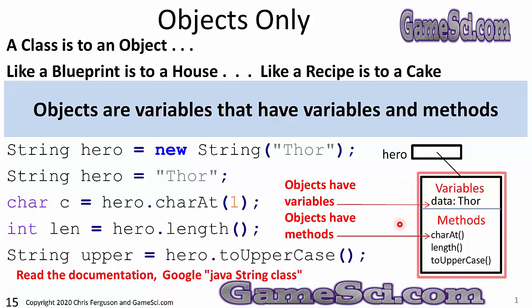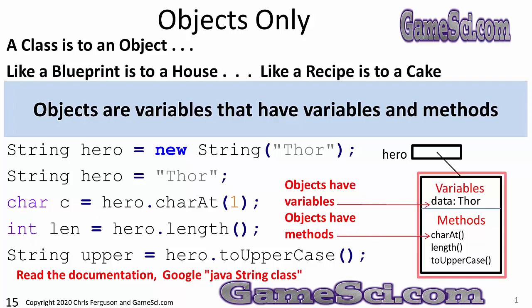Objects have methods: charAt, length, toUpperCase. The methods define what the object does. These are the actions the objects will perform for you. Every object has a list of methods. Now, how do you know what the variables and methods are? Well, I hate to tell you this. Read the documentation. If you went out to Google and typed Java String class, the first or second link would be to the Oracle documentation for the Java String class. You click on it, scroll down a little bit. If there's variables you have access to, it'll show you the variables. And then there'll be a list of methods. These are the methods you can call if you have an object.